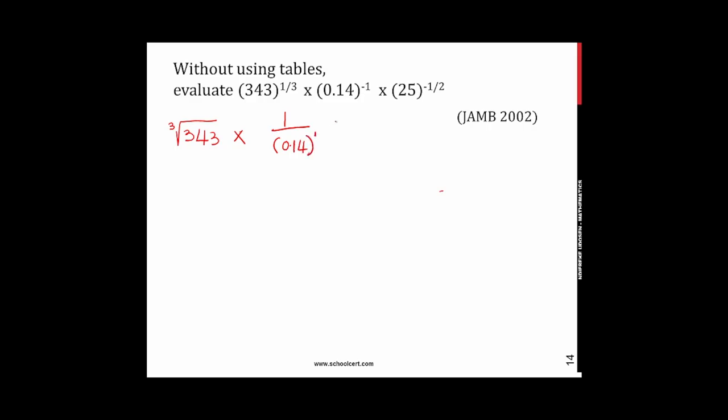0.14 times 1. You write this as a reciprocal too. So you have 25. Remember, when you write it as a reciprocal, you write it now with a positive index. So let's repeat this. The cube root of 343 times 1 all over 0.14 times the square root of 25.